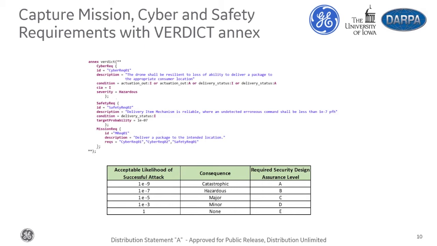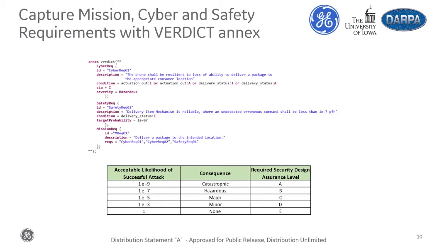And down at the bottom of the chart here, there's a little table. In aerospace terminology, it's common to use catastrophic, hazardous, major, minor, and none. We define the acceptable likelihood of successful attack to be aligned with those different consequences. And then when we implement our defenses, we need to implement the defenses to level A, B, C, D, or E, security design assurance level, in order to line up against the consequence.